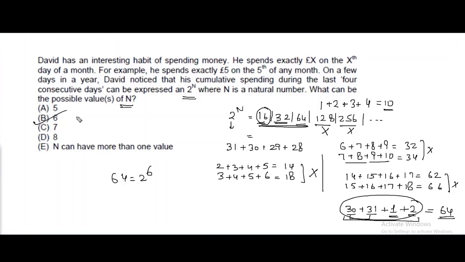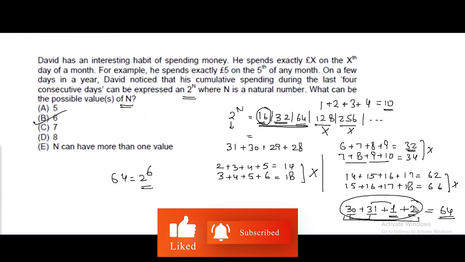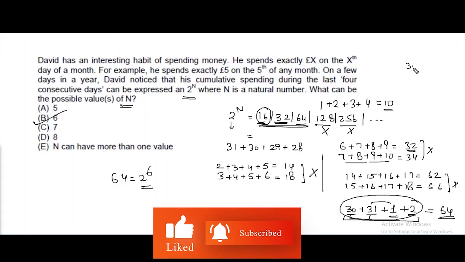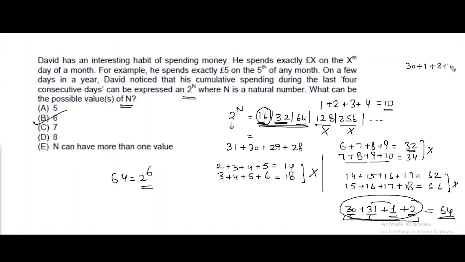So what is the value of n? The value of n can be only 6. No other value will satisfy. You cannot write 32 in this manner. So I can take 31 plus 1, but the next 2 days I cannot write it like this. Getting it? You cannot take 30 plus 1, the next dates will be 2 and 3. So no other value is possible except 64. So the answer is 6. This is a good question.